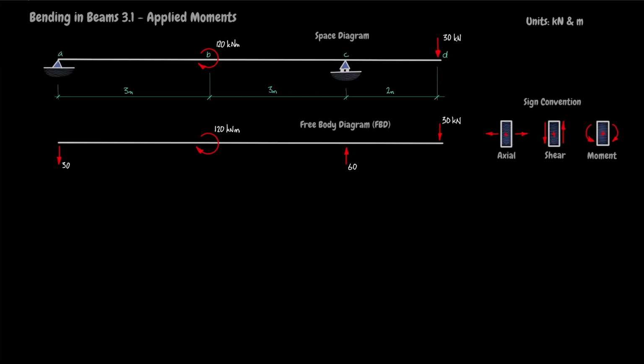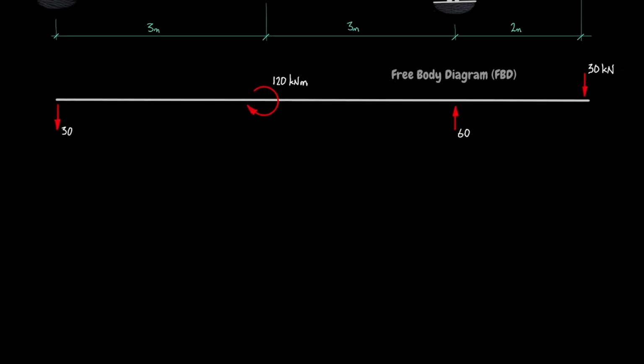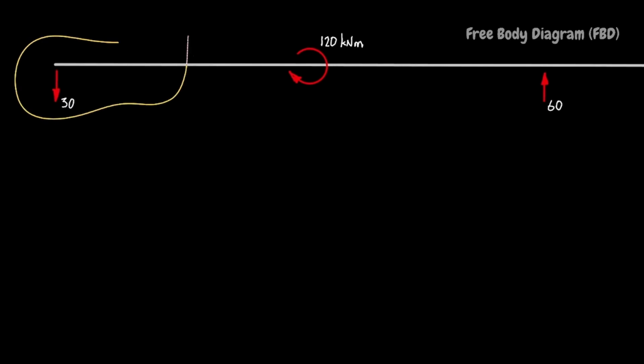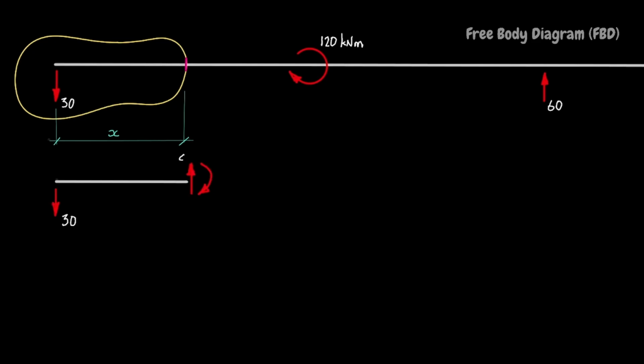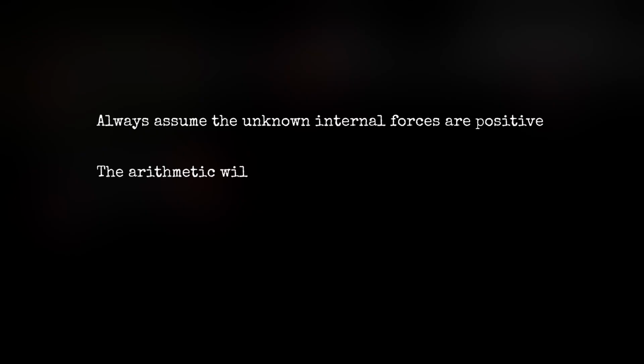To figure out what's going on between A and B, draw a free body diagram bubble that cuts the beam x meters from A. Next, draw a free body diagram for everything inside the bubble, including the unknown internal forces inside the beam that have been exposed by the cut. Note, you should always assume the forces exposed by the cuts are positive. The arithmetic will sort out the actual directions.